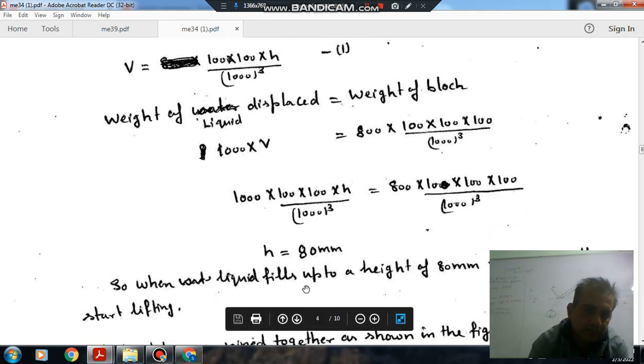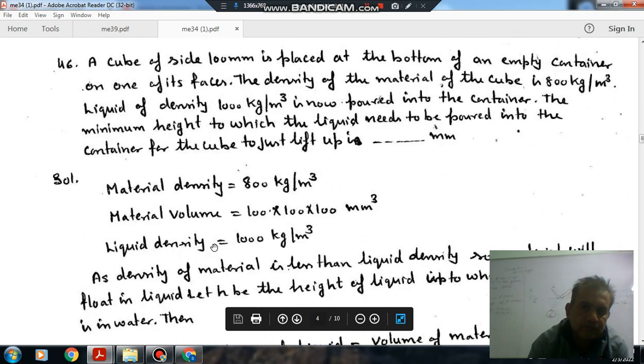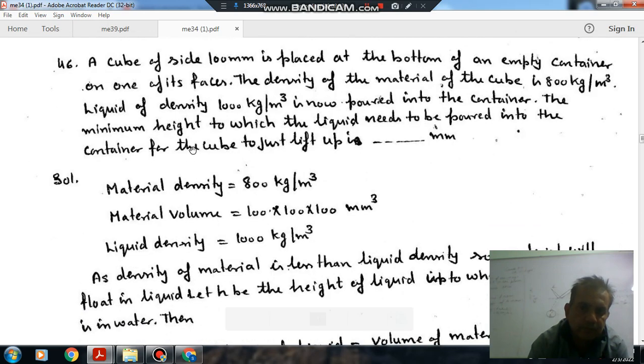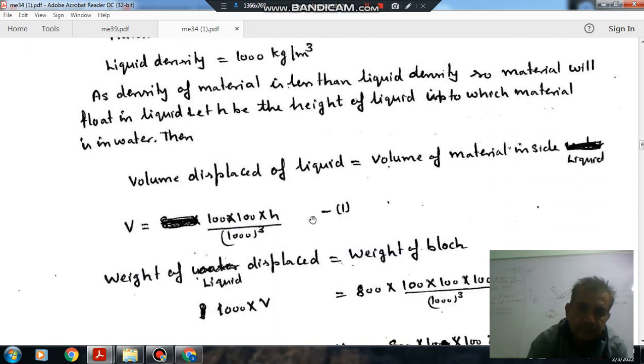So when the liquid fills up to a height of 80 mm, the block will start lifting. This is the buoyant force. This can be solved by using the volume of the liquid displaced being equal to the volume of the block inside the liquid, and the weight of the liquid displaced being equal to the weight of the block.